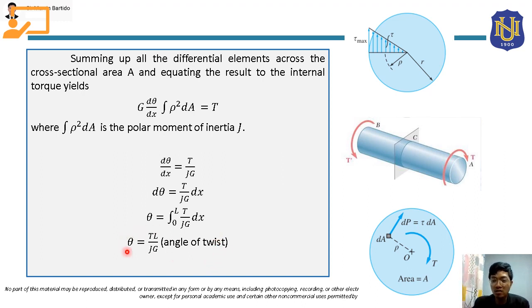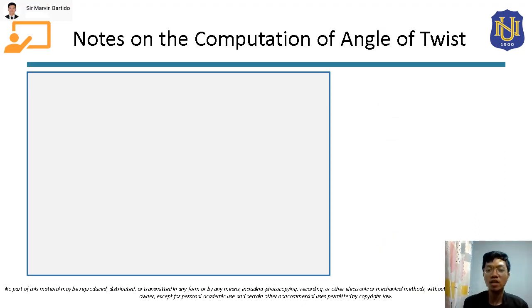So we are going to use this formula for this topic. This is the angle of twist, the deformation for torsion. So theta is equal to TL over JG, where this theta must be in radian. Okay. So here are some notes on the computation of angle of twist theta.